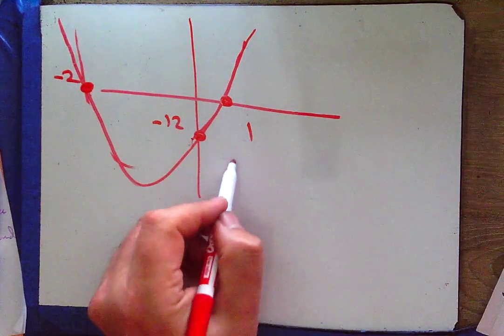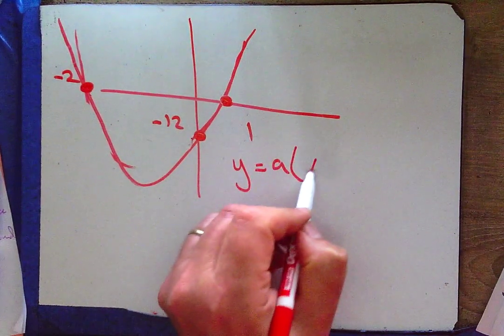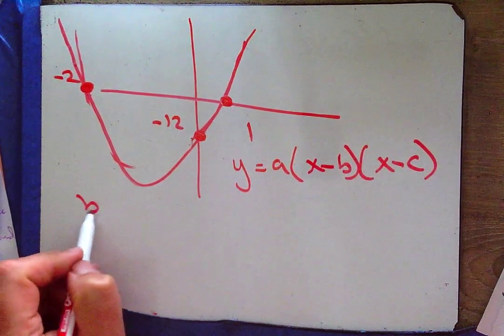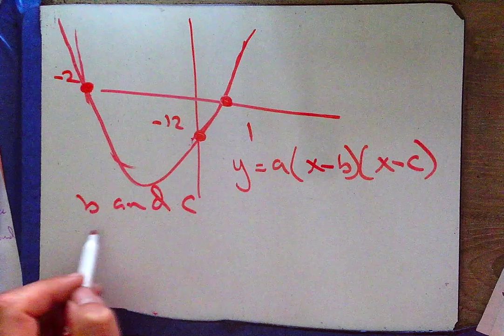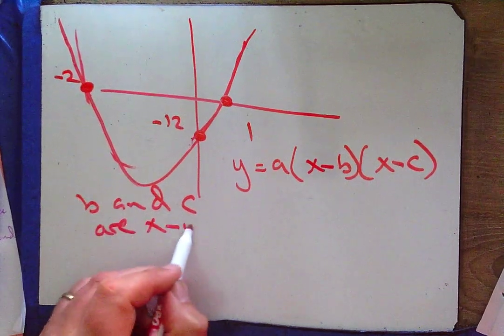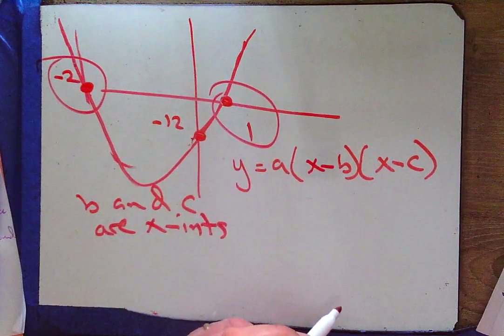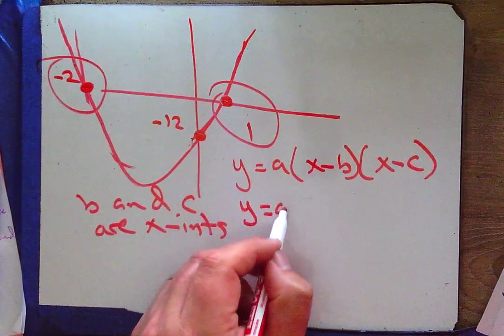So what was that again? Y equals a, x minus b, x minus c, where b and c are the x-intercepts. So I see b and c, the x-intercepts. I can plug those in.